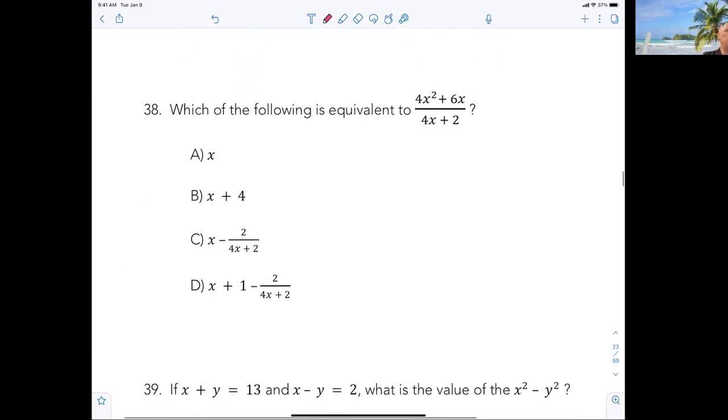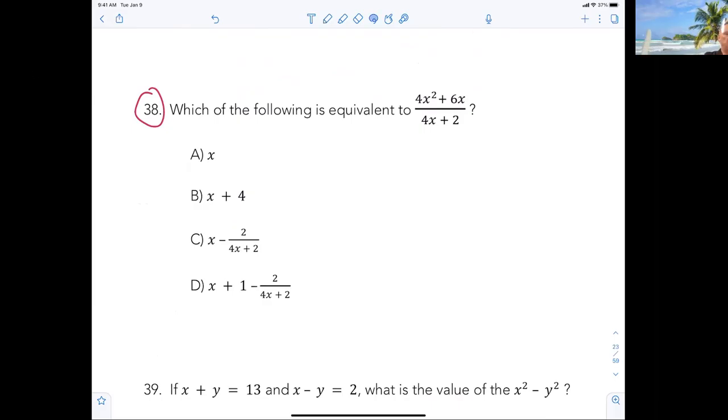Now, I'm going to take some time on number 38 because this is on the test and almost everyone misses this. So listen, what I'm going to do is I'm not going to give you time to work on this. I just want you to look up here and follow my explanation. All right, because when I did this problem right here, equivalent means that they're equal. Does everybody agree with that?